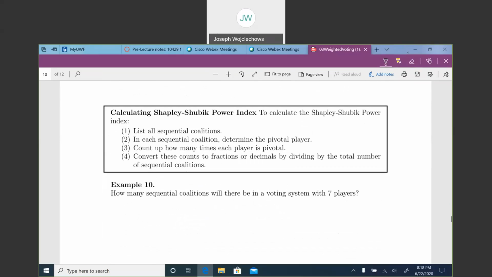Okay, now we're going to look at another power index called the Shapley-Shubick power index. To calculate the Shapley-Shubick power index, list all the sequential coalitions. In each sequential coalition determine the pivotal player, count up how many times each player is pivotal, and convert these counts to fractions or decimals.